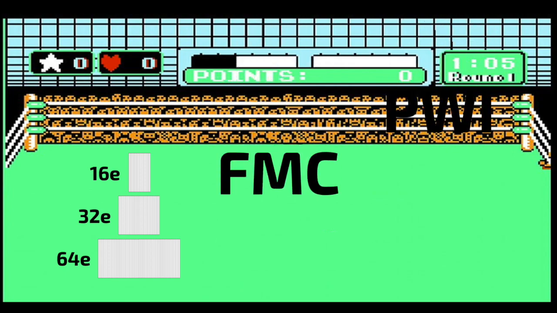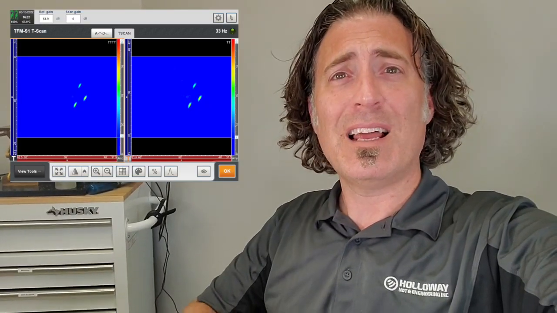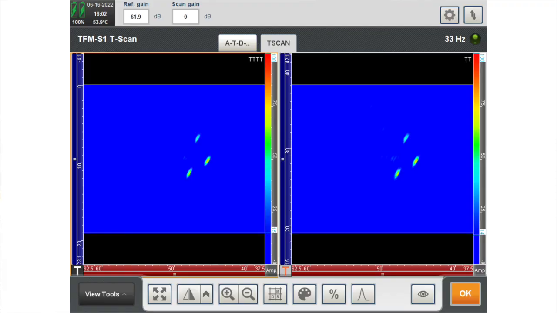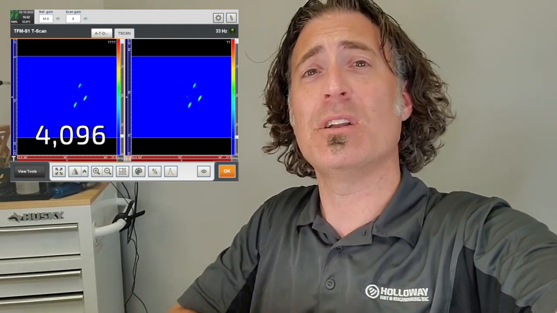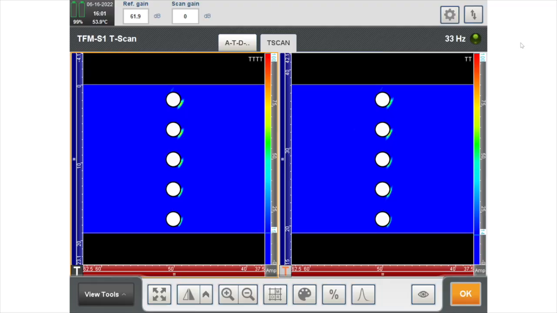Now compare that to FMC and plane wave. FMC on the left, plane wave on the right. They look almost identical, but the one on the right was much, much faster. There was 64 times 64 or 4,096 A scans involved on the FMC data acquisition. On the plane wave, we used only 4 shots at different angles, and then we received on all 64. So 4,096 A scans on the left, only 256 on the right. That's 16 times faster.